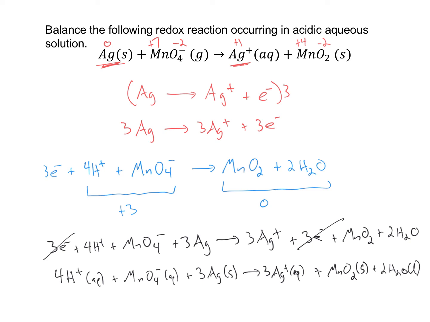Alright, the last step, let's double check and make sure everything is in fact balanced. I have 4 hydrogens, 2 times 2, 4 hydrogens, 1 manganese, 1 manganese. I have 4 oxygens, and 2 plus 2 is 4 oxygens. I have 3 silvers and 3 silvers. All right, and then when I check the charges, I have plus 4 and minus 1, so the charge on the reactant side is plus 3. On the product side, I have 3 times plus 1 and some zeros, so the charge on the products is plus 3. So the charges are equal on both sides, and so this is my balanced half reaction.